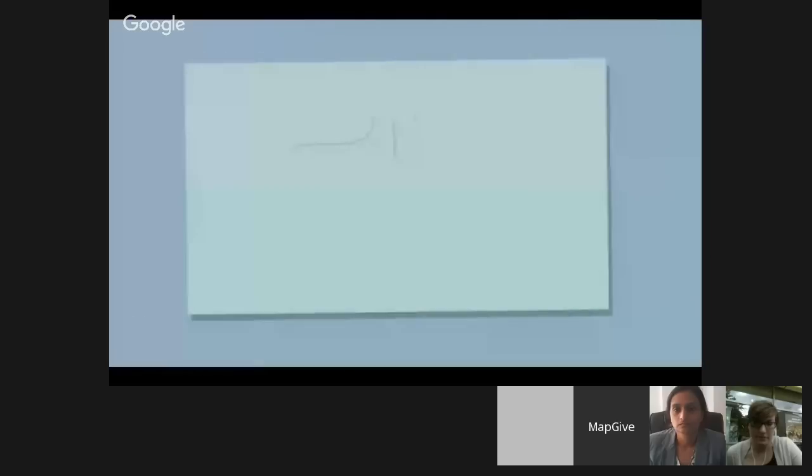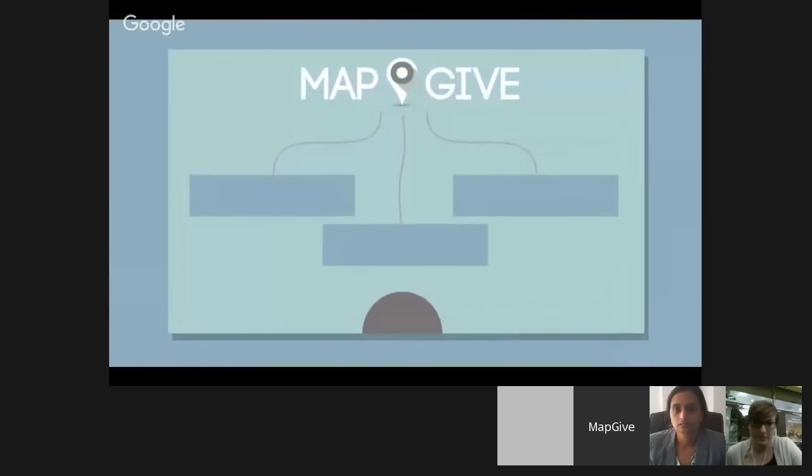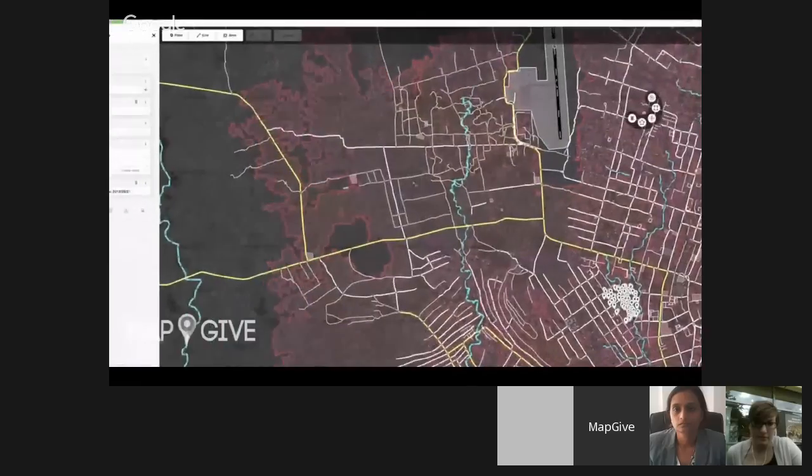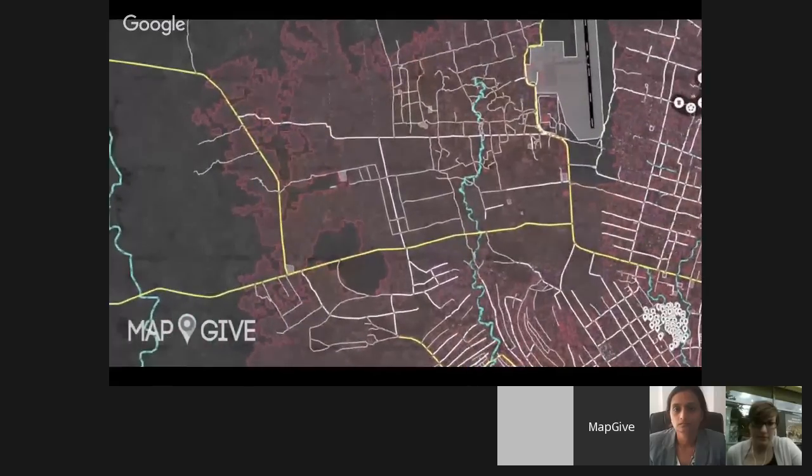Learn how to map in 3 steps. Get an OpenStreetMap account, practice mapping, then get connected with a task on the MapGive site. You'll get the skills to map. What you'll give helps communities around the world.